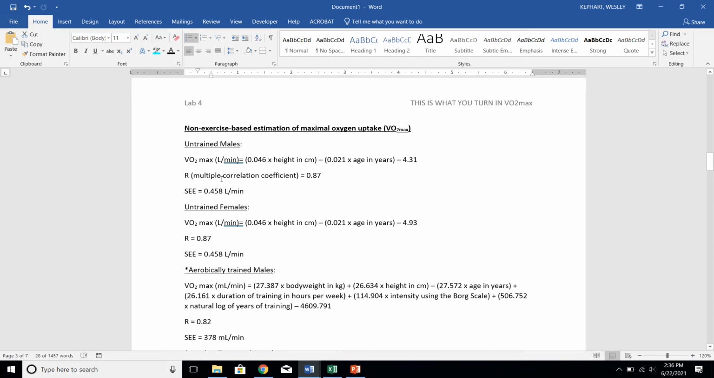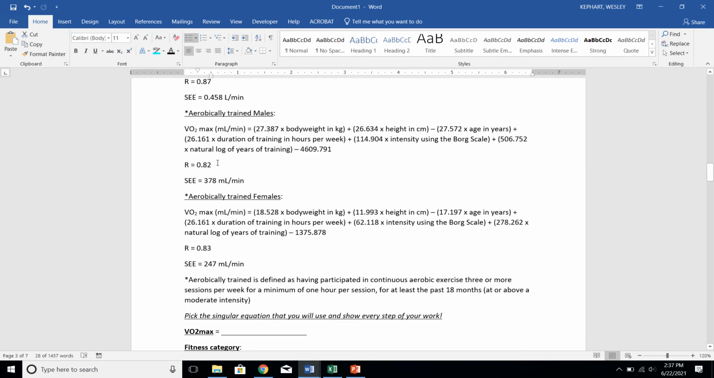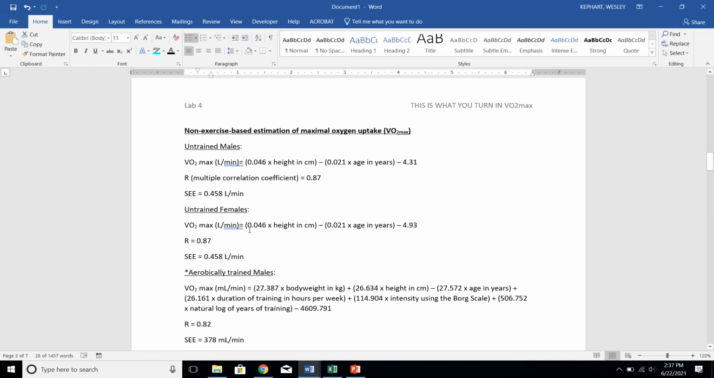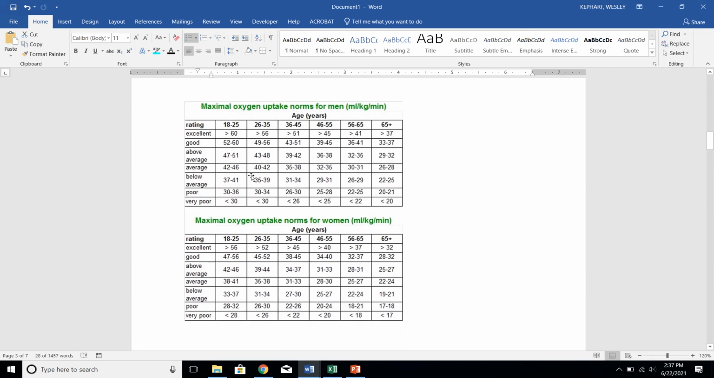If you're an untrained person and that's what you're doing, you're going to need to figure out your absolute VO2, but then convert it to a relative VO2. Because what we're doing overall, you're going to tell me what your VO2 max is, and that's going to be in the relative VO2 and what fitness category that you're in. So here are our fitness categories. So all of these are relative VO2s.